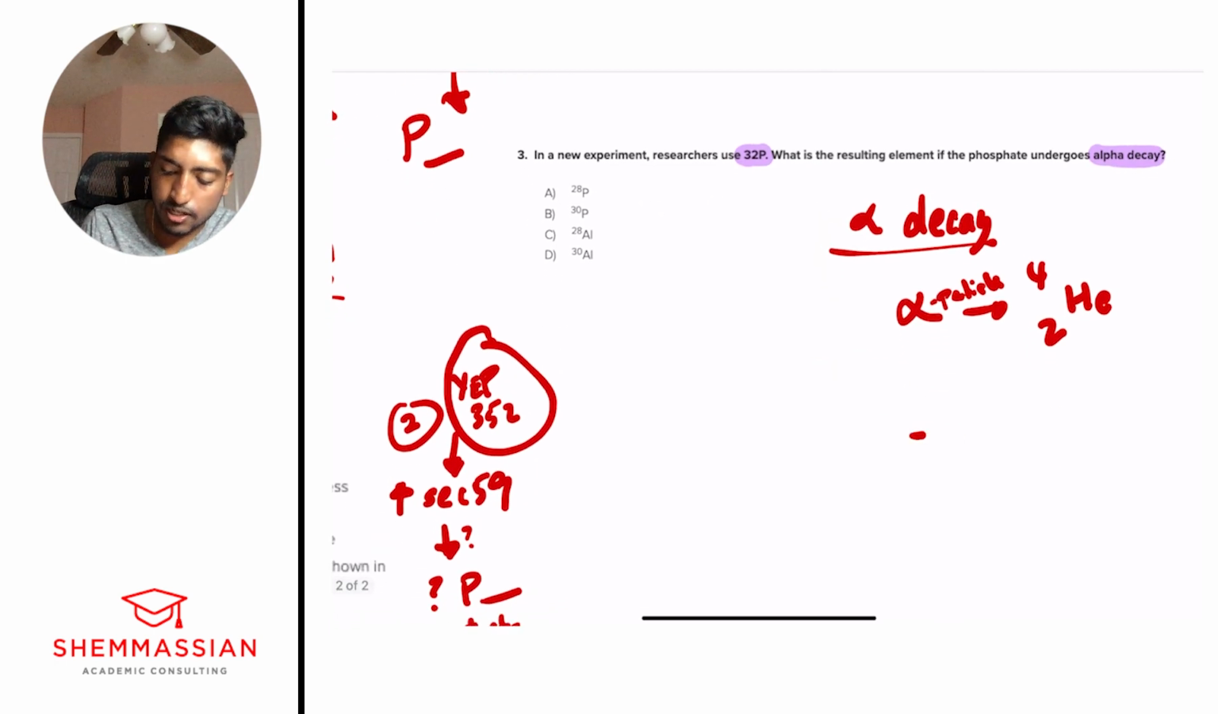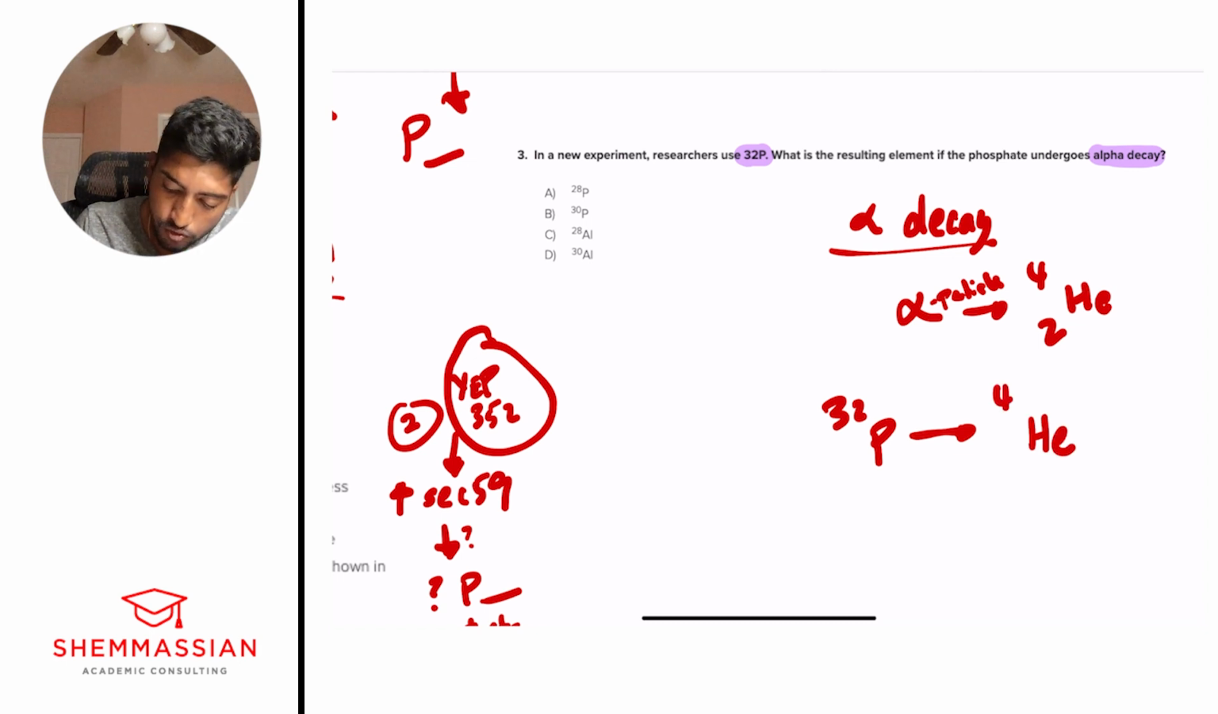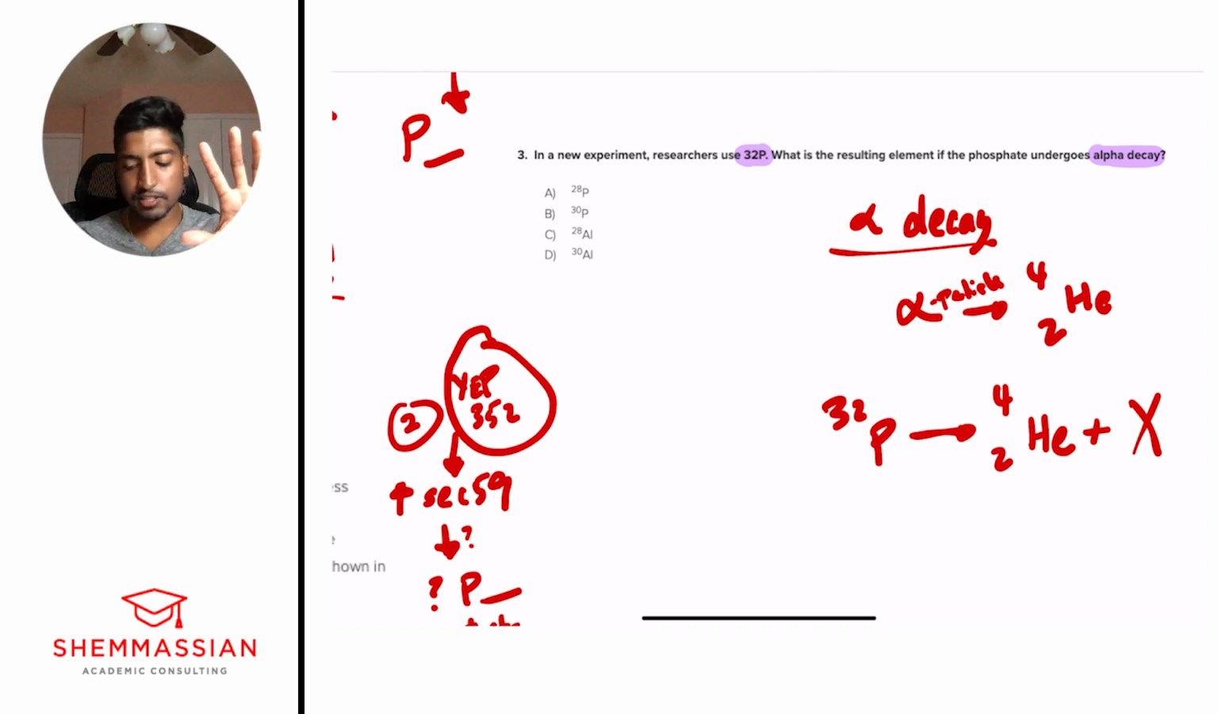So we're turning 32-phosphate into helium 4-2 plus something else, right? Plus, I'll just write X for now. So we're turning this particle into 2 different particles, our alpha particle helium and our X, which we don't know yet. Okay, so right away, how we do these problems is basic math, right? It starts with just basic math. And how do we do that?